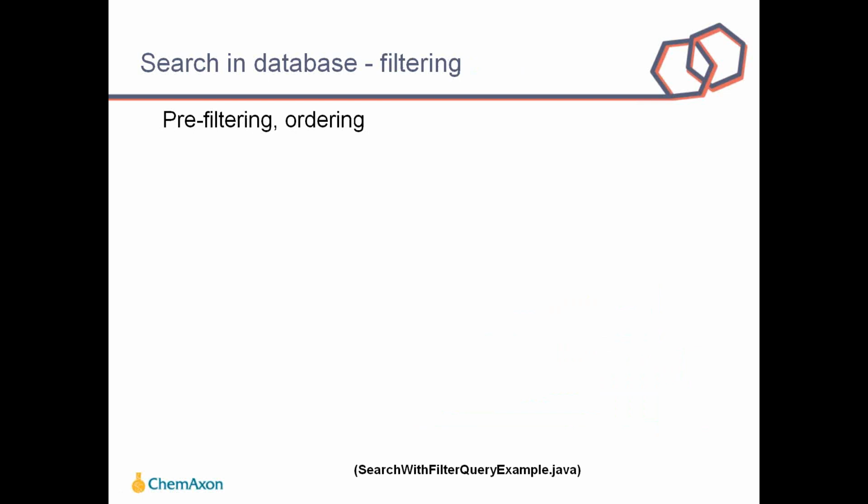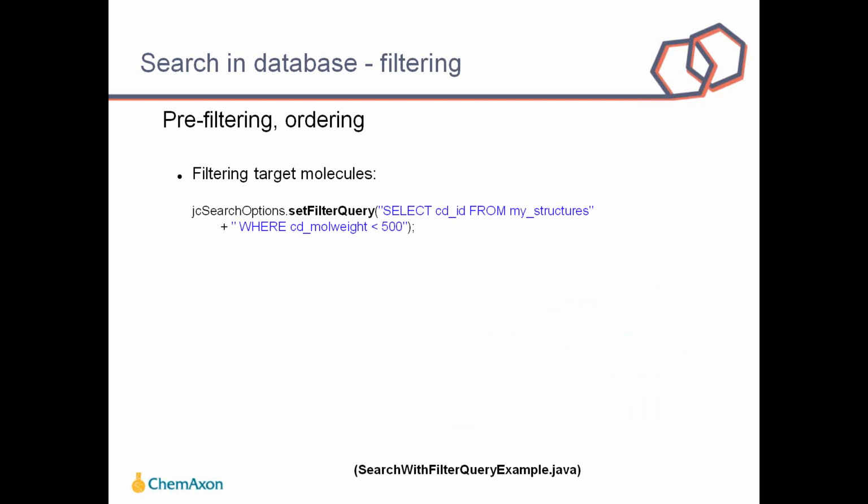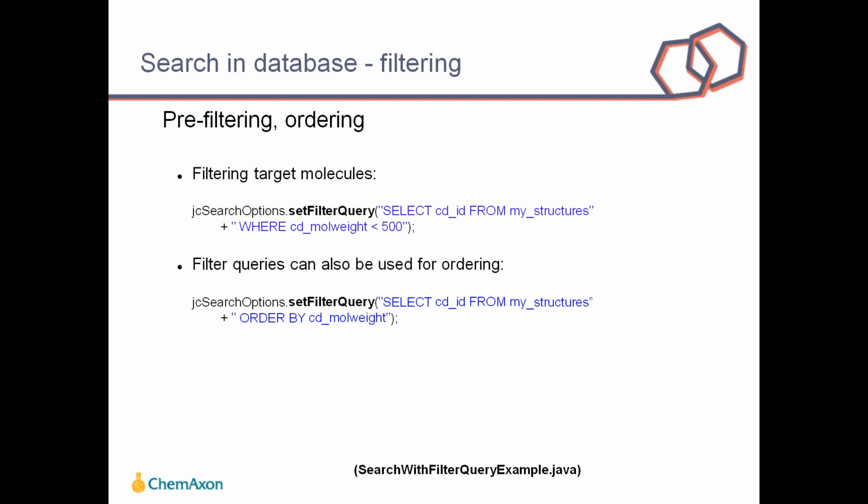We can also apply pre-filtering on the tables and orderings. What it means is you can give a SQL query on the table that filters the possible hits. For example, we are interested only in structures that have mole weight less than 500. Then you have to write a SQL select statement that returns only one field, the CD ID from the table. But the other parts of the SQL statement can be optional. The most important thing is that you have to return one field with an integer value that contains the possible hits. It can also be used for ordering, so you can order by mole weight in this example.